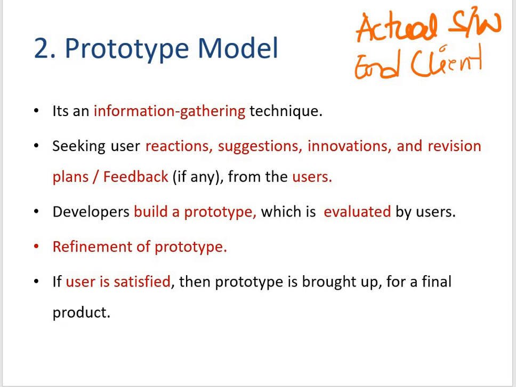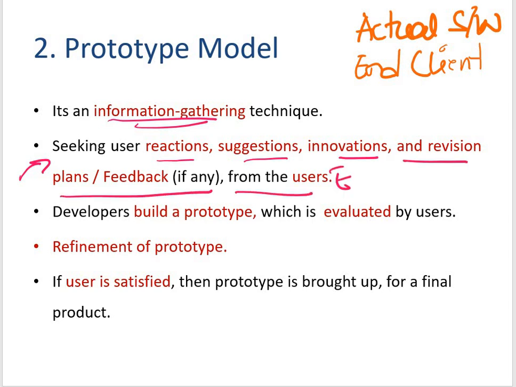So it's an iterative process where we see some trial and error taking place. We try something, get the approval from the clients, so we may fail or we may succeed. So we go ahead with this trial and error kind of thing. This prototype model is nothing but an information gathering technique. In this, we seek the users' reactions, suggestions, innovations, and revision plans or feedback from your end users or the end clients.